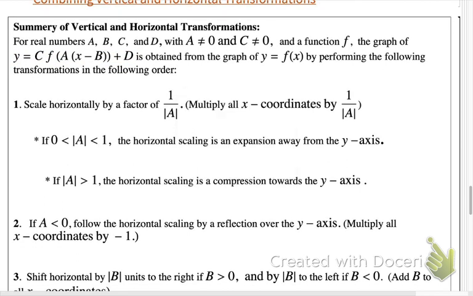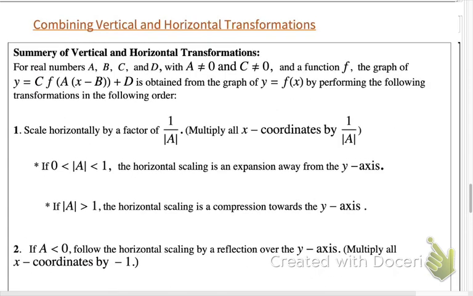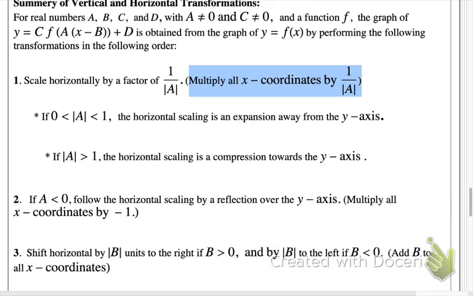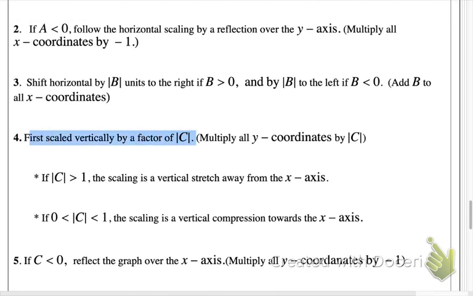Again, I want you to compare horizontal scaling is by the reciprocal of A, but vertical scaling is just by C itself. Right? So you'll see for horizontal scaling, you multiply x coordinates by the reciprocal of A, 1 over A. The absolute value just ignores the negative. And then, step 4, if we do a vertical scaling, it's just by C. We multiply the y coordinates by C. There is no using any reciprocals.